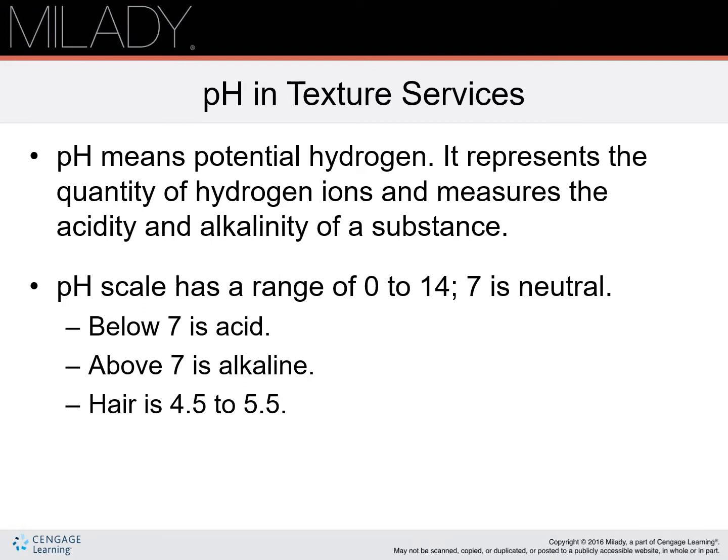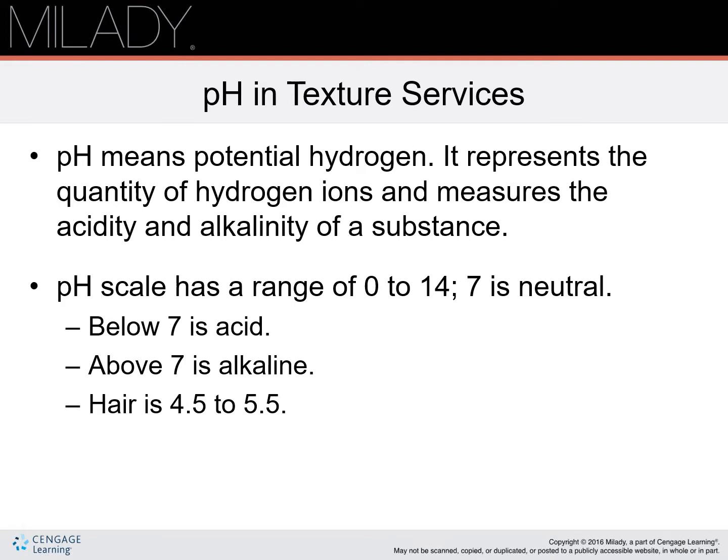pH is the abbreviation for potential hydrogen. The symbol pH represents the quantity of hydrogen ions. The pH scale measures the acidity and the alkalinity of a substance by measuring the quantity of hydrogen ions it contains. The pH scale ranges from 0 to 14. 7 is neutral. A pH below 7 is acidic. A pH above 7 is alkaline. The natural pH of hair is between 4.5 and 5.5 on that pH scale.